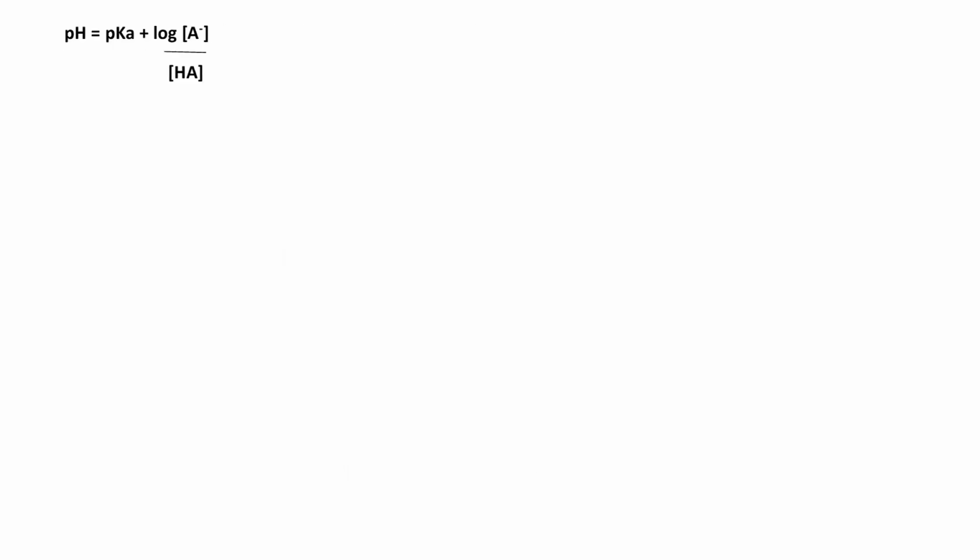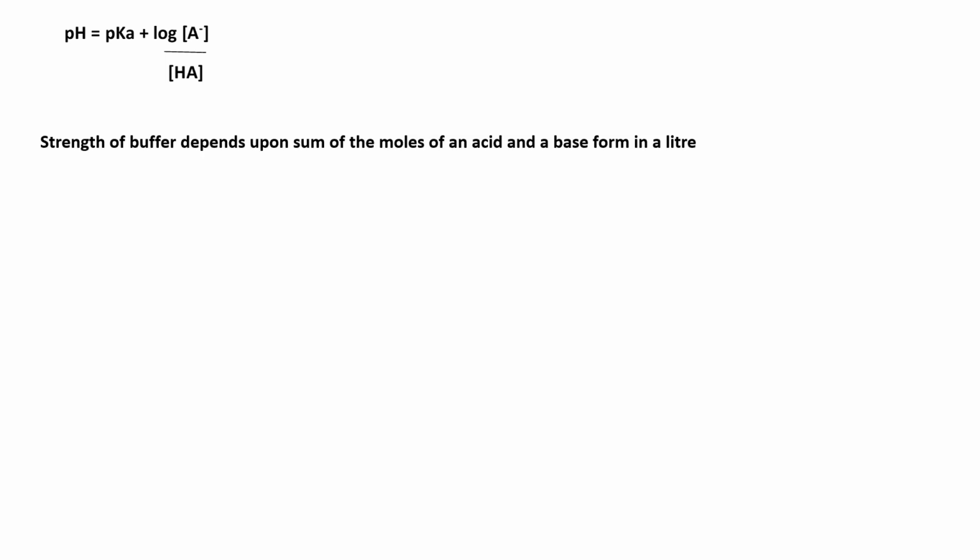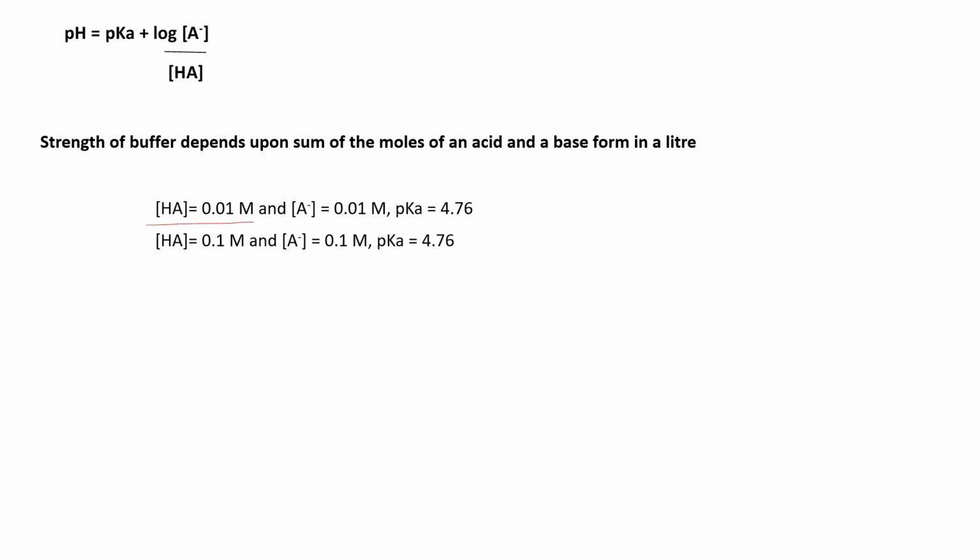Now again, the same formula: pH equals pK plus log A minus upon HA. Now the strength of the buffer will depend upon the sum of the moles of an acid and a base formed in a liter. For example, suppose the concentration of HA given is 0.01 molar, concentration of conjugate base given is 0.01 molar and the pKa given is 4.76. Another solution has concentration of HA 0.1 molar, concentration of conjugate base 0.1 molar. But the pK is again the same, 4.76.